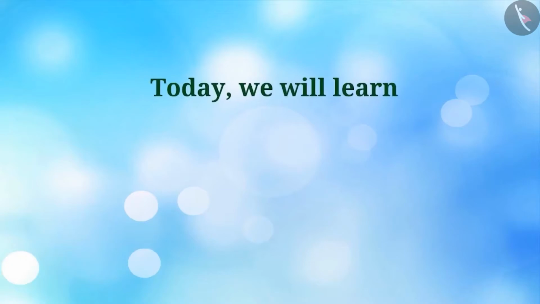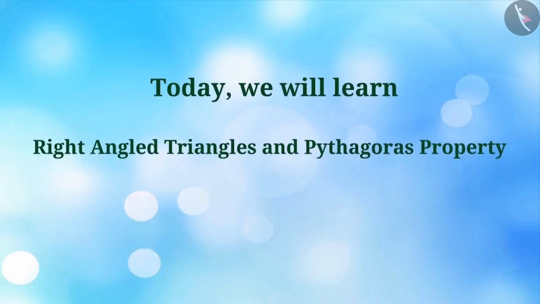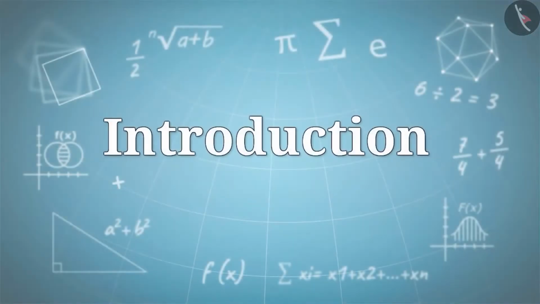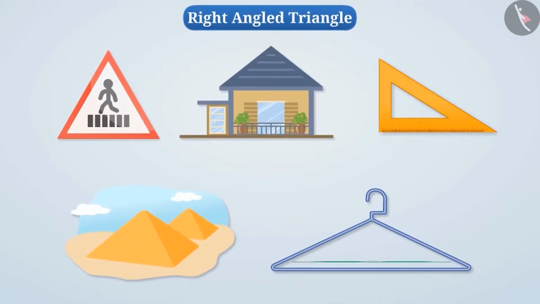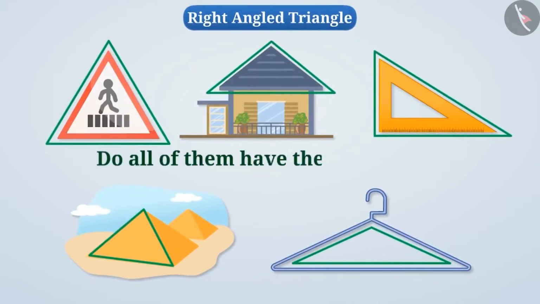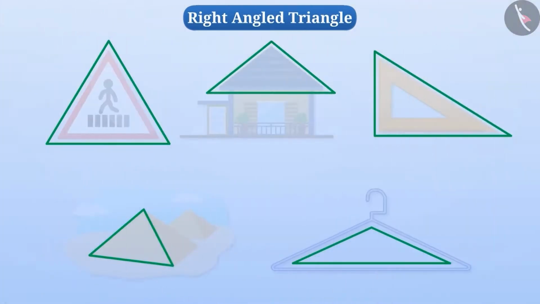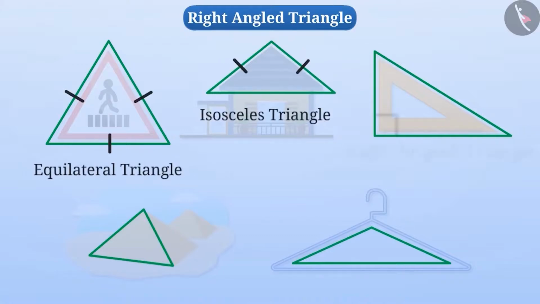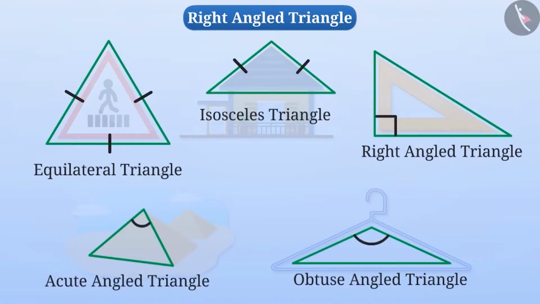Today we will learn right angle triangle and the Pythagoras property. You must have seen many triangles in your life. Are they all of the same shape? Think for a while. Absolutely right. Triangles differ depending on the sides and the angles.